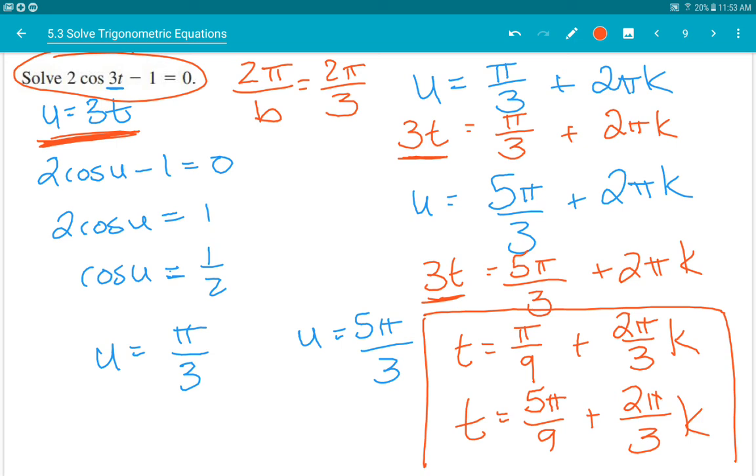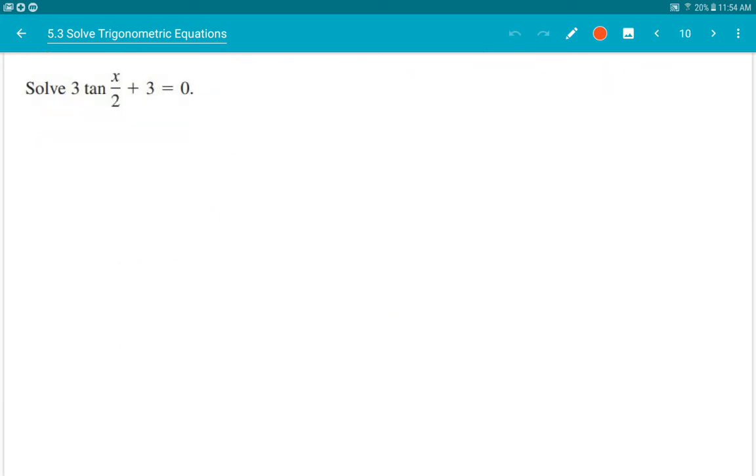And again, this would be the angle if it was 0 to 2 pi. But since it's 0 to 2 pi over 3, it's actually the pi over 9 and the 5 pi over 9. So it just changes. Again, using the substitution is helpful when we're working with these equations. All right, the next one, similar situation. Now we have x over 2.